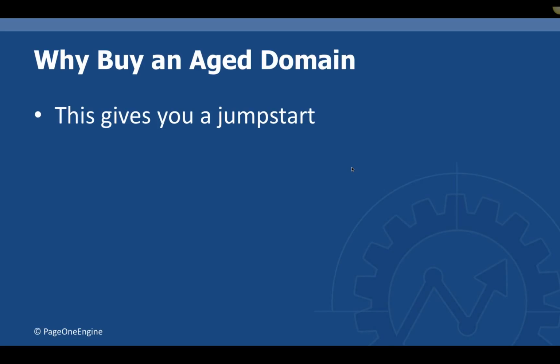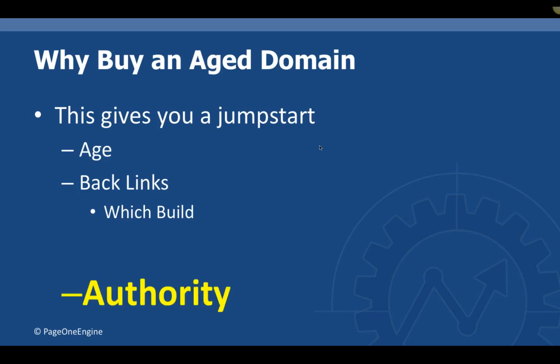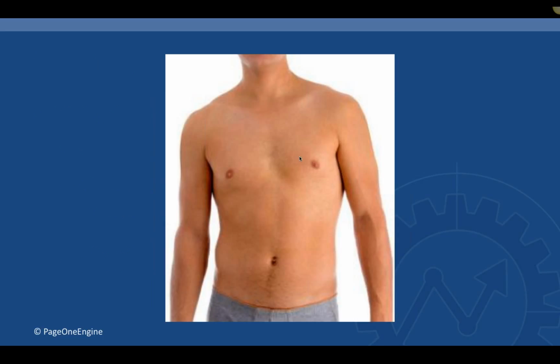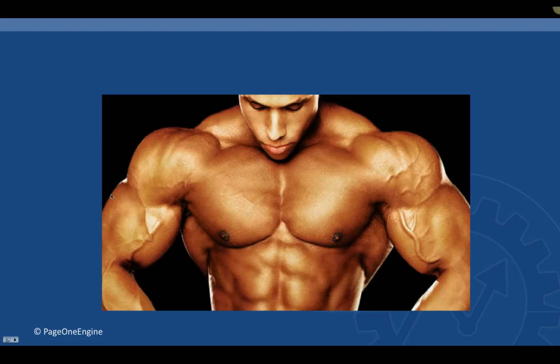But let me go through this. What it does is give you a jump start. So it's already going to have age, it's already going to have backlinks, and you know that builds authority. So we like authority. Google likes authority. So you can use this with a new domain, or you can start your SEO campaigns like this. So that's what the difference is.